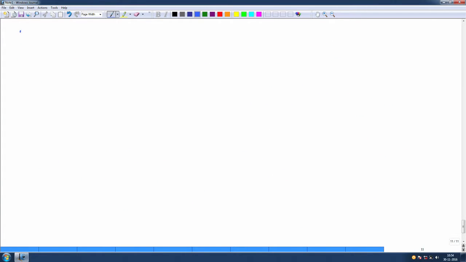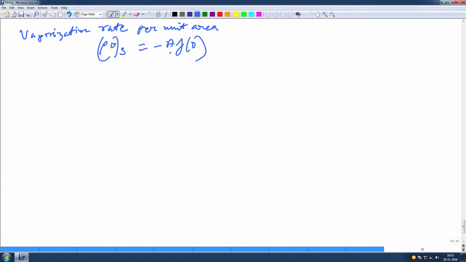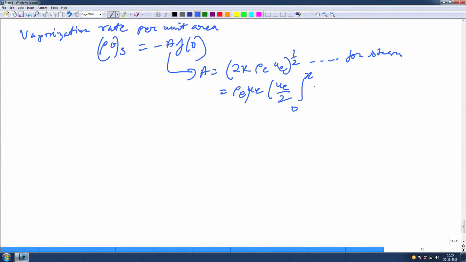Okay. So, the vaporization rate per unit area is given as rho Vs = minus A F(0), where this A is (2K rho E UE)^(1/2) for stagnation flow, and this is equal to (rho E UE mu E / 2)^(1/2), sorry, UE by 2, for the shoulder region. Got it? Okay. That is the vaporization rate.